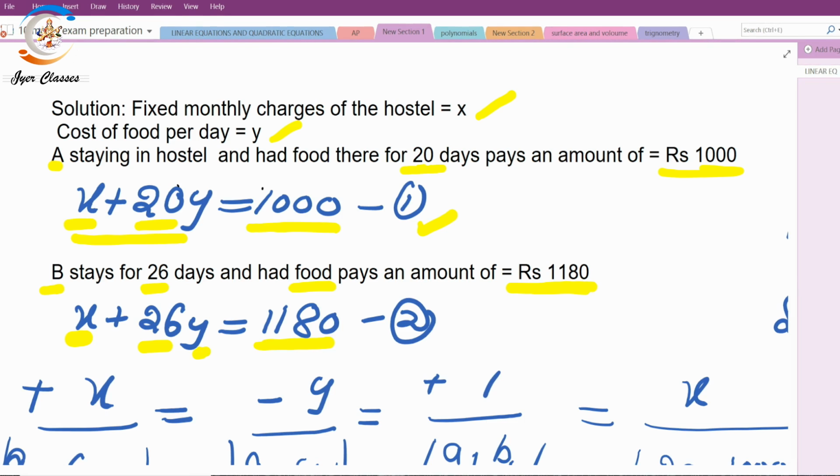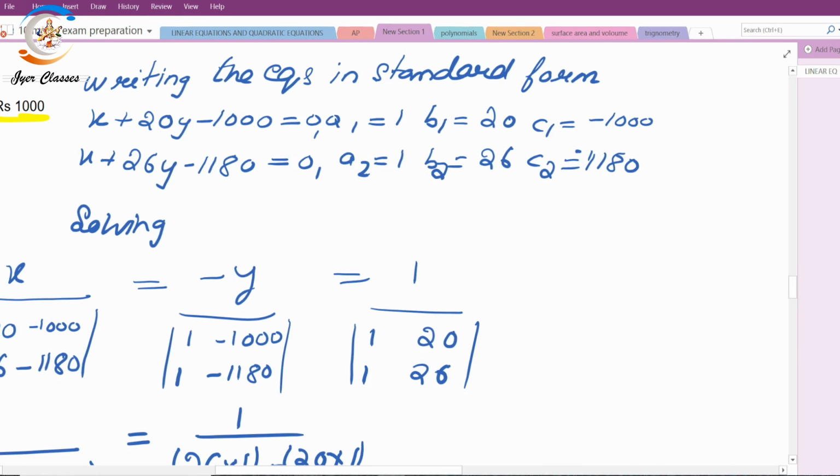तो सबसे पहले इसे हम स्टैंडर्ड फॉर्म में लिख लेंगे. Writing the equation in the standard form we have x plus 20y minus 1000 is equal to 0 and x plus 26y minus 1180 is also equal to 0. So which gives me the value of a1 to 1, b1 20, c1 minus 1000 and a2 is 1, b2 is 26 and c2 is equal to minus 1180.